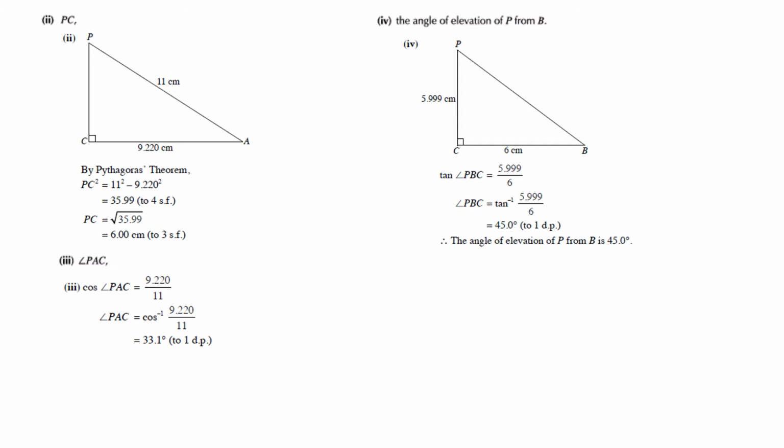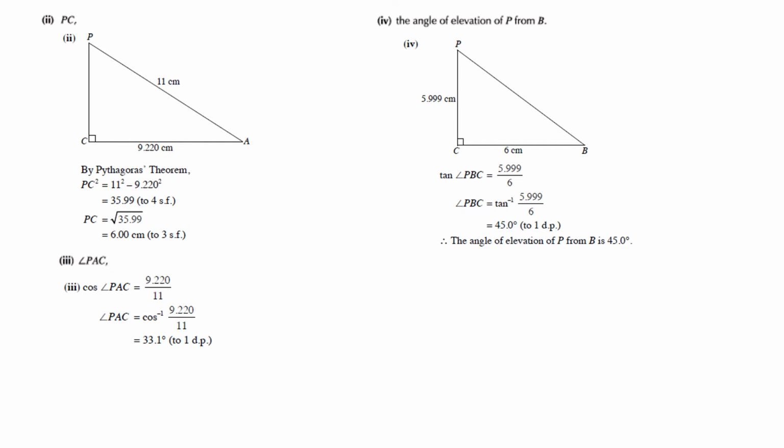In the third part, we need to calculate the angle PAC. For that purpose, you need to apply the simple trigonometric ratio over here because PCA is a right angle triangle. So cos PAC is the ratio of base over hypotenuse, that is 9.22 over 11. And then on simplifying, you will get angle PAC equals cos inverse 9.22 over 11. Calculate it with the help of calculator, you will get the angle 33.1 degrees, correct to one decimal place.